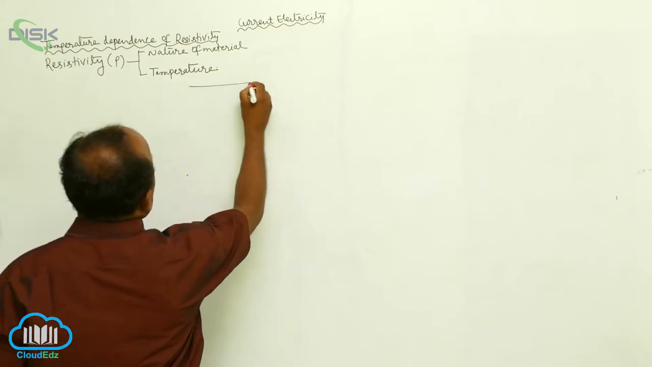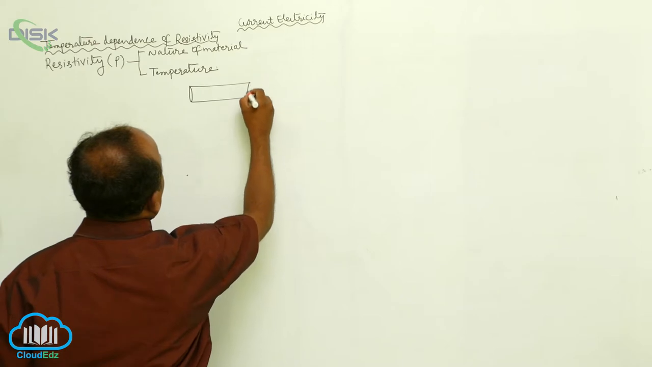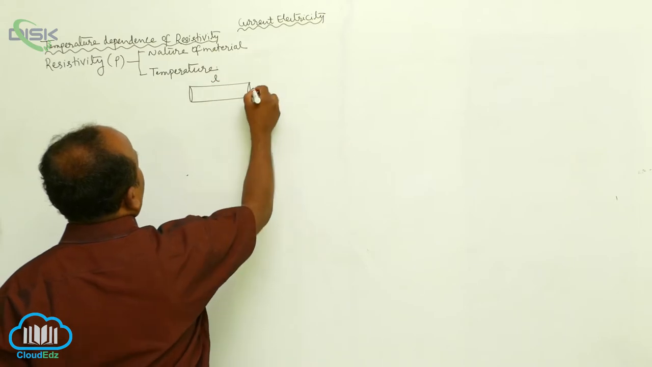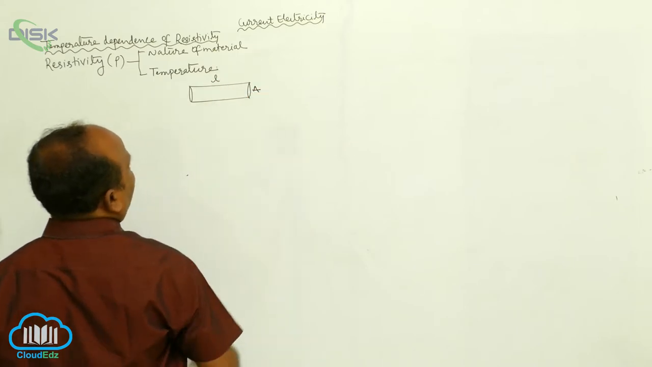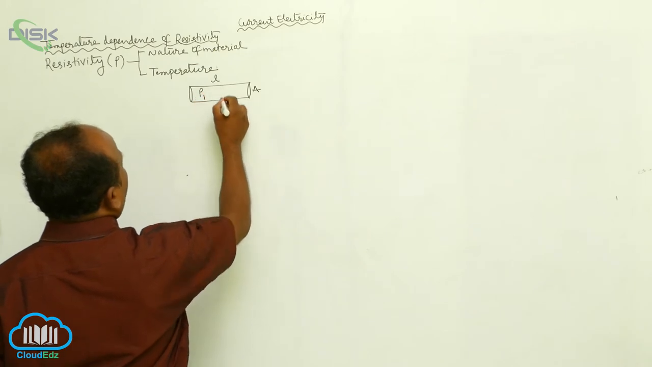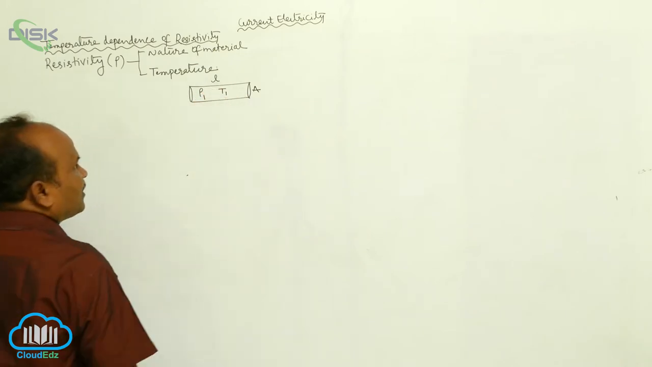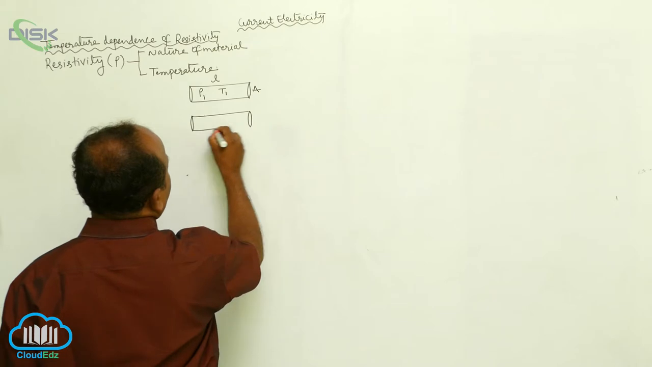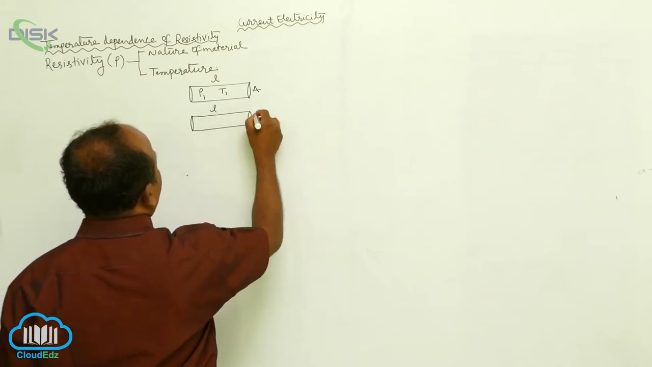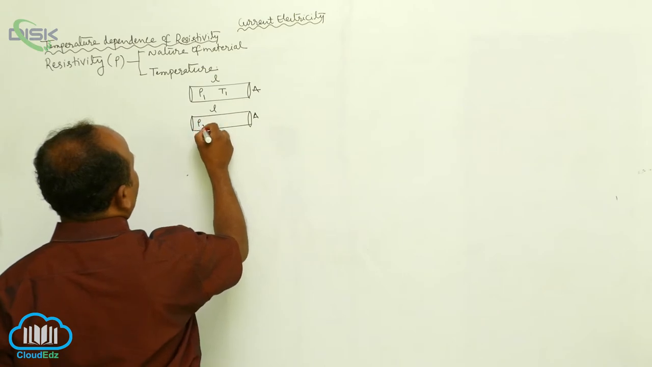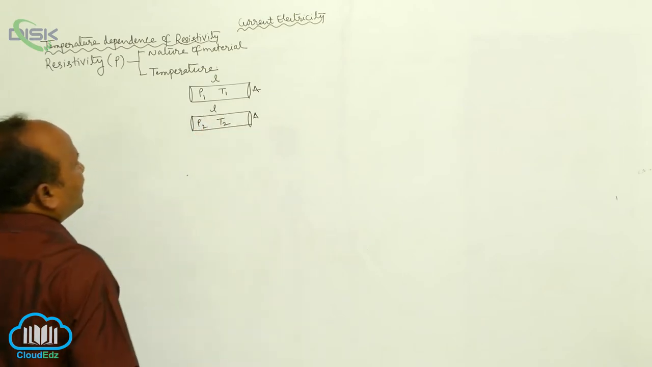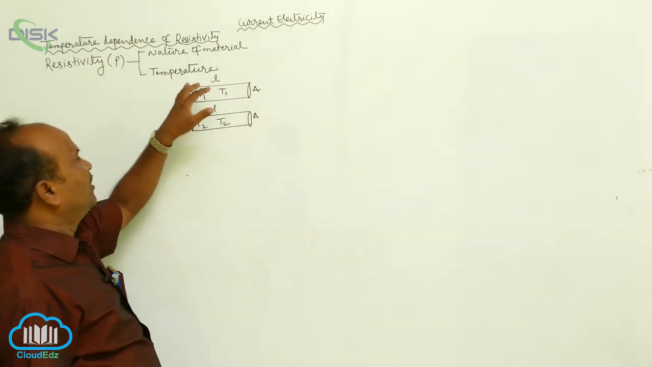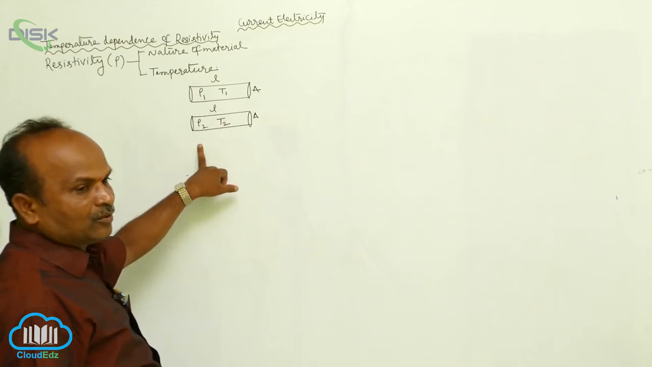Now there is a metal, a conductor. What is the length, L? What is the cross-sectional area, A? What is the resistivity, rho 1? What is the temperature, T1? Similarly, the same conductor, length L and cross-sectional area A, resistivity rho 2 and temperature T2. Now I am increasing the temperature from T1 to T2. Resistivity changes from rho 1 to rho 2.